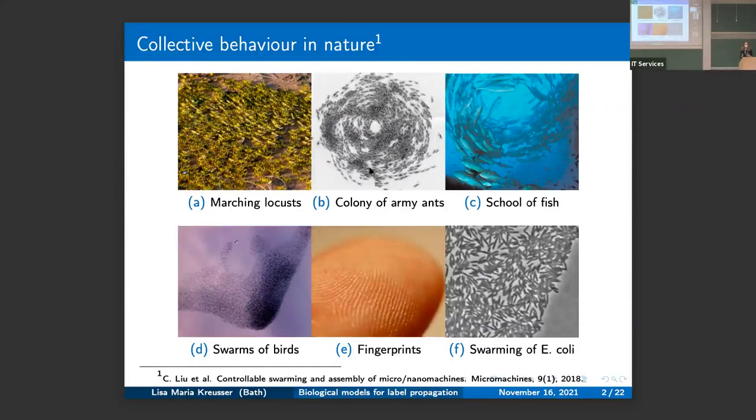But the idea of my talk is that, in fact, we cannot only look at very large numbers of animals interacting with each other, but also use this as a motivation to study label propagation, where in the end, if we have very large numbers of data points which are related to each other in a certain way, the hope is that we can use similar models to describe label propagation as well.